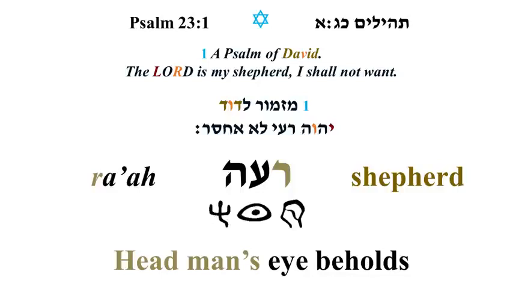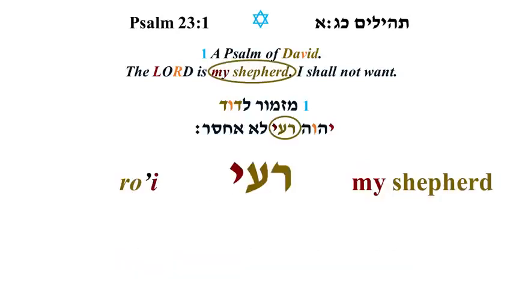And in this verse, it doesn't actually say ra'ah. Ra'ah is the word for shepherd. Here it says ro'i. Ro'i is my shepherd, right? The Lord is my shepherd. It ends in a yod.